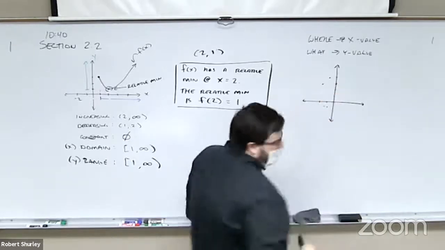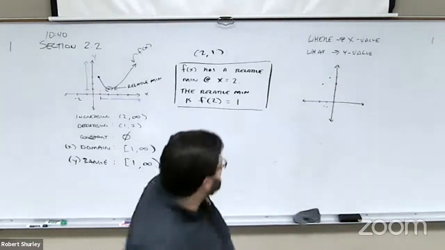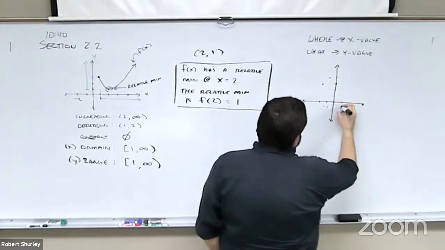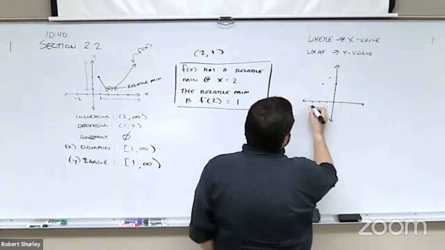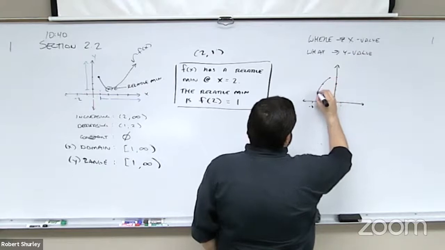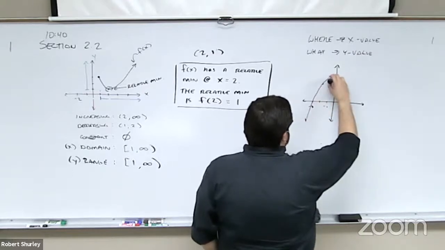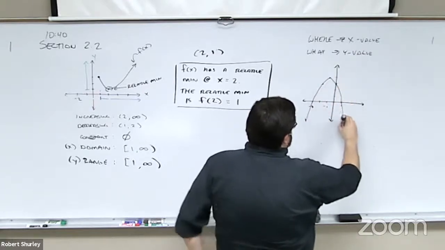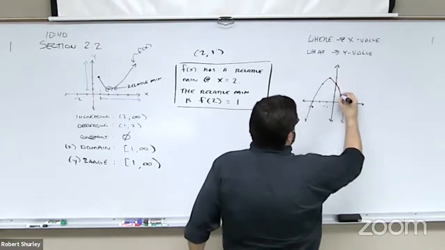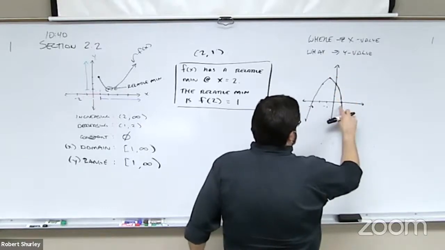Where does it cross the x-axis? At 1 and -3. It looks something like this. Okay. It looks something like this.